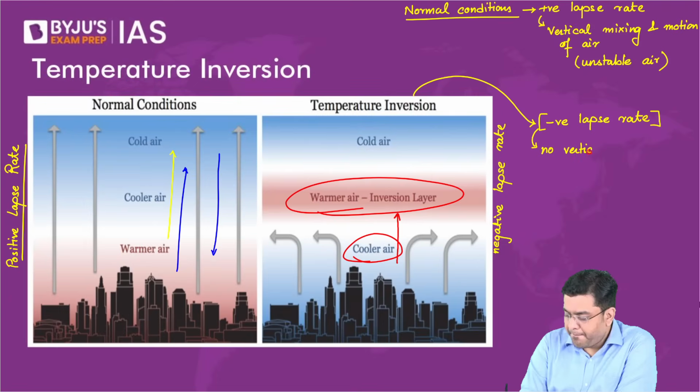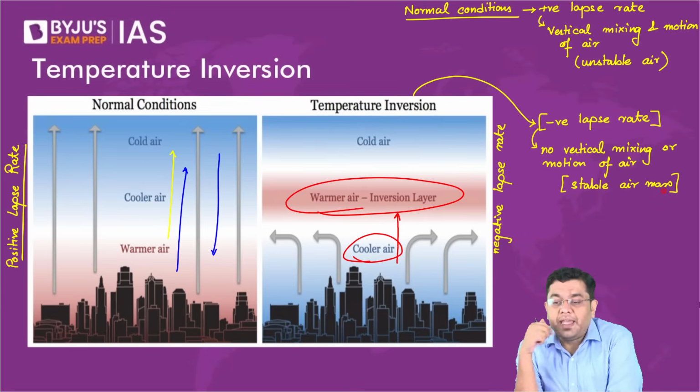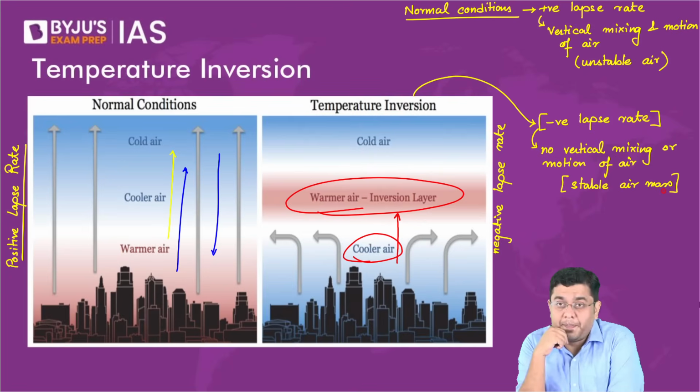vertical mixing or motion of air. This is when we talk about a stable air. Now, when you have the air which is stable, in that condition, what will happen? There is no vertical mixing.